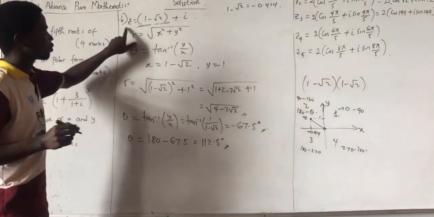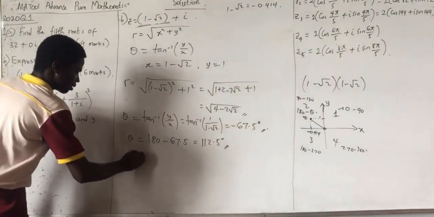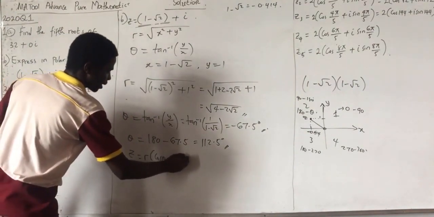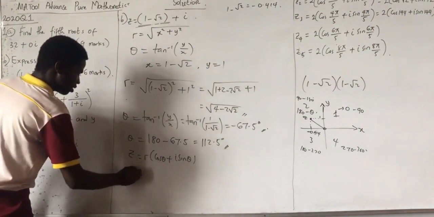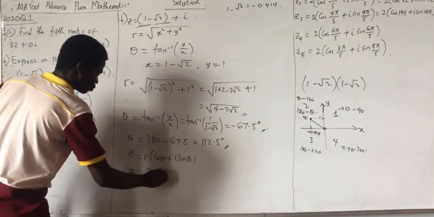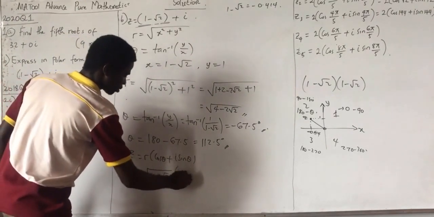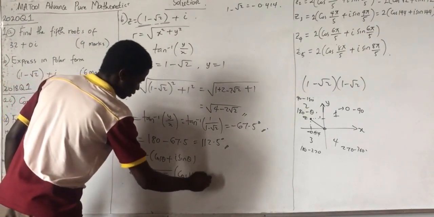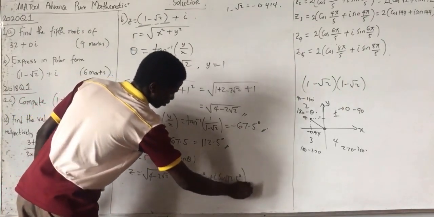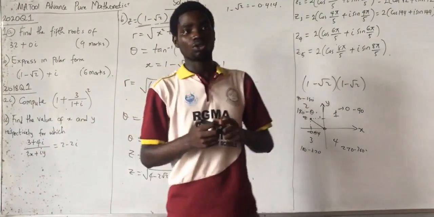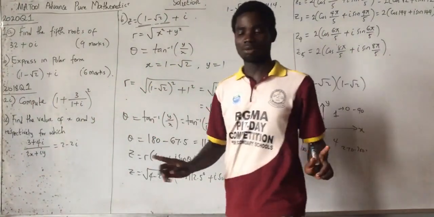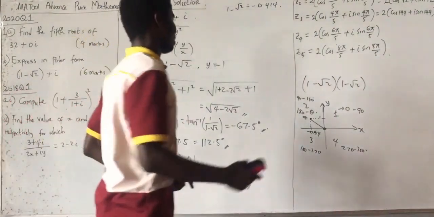So if I want to write this in polar form, the representation is r times cos theta plus i sin theta. So z is equal to r, which is the square root of 4 minus 2 root 2, open bracket, cos 112.5 degrees plus i sin 112.5 degrees. And that is the answer. Once you have written all these things, you have your full marks. You won't drop any point at all. So let's continue, please.